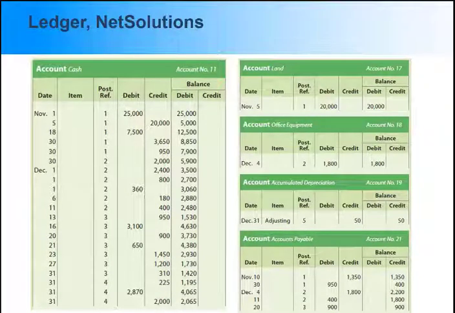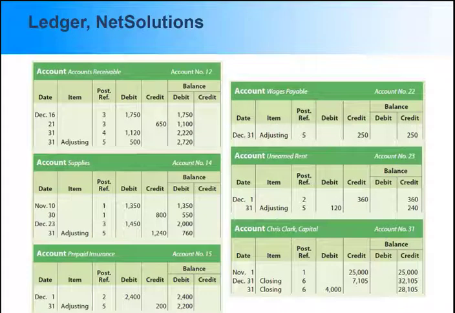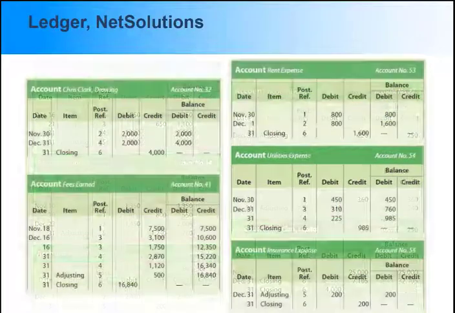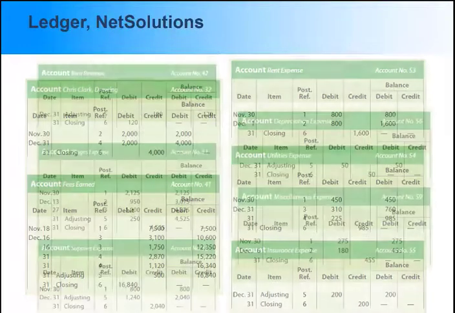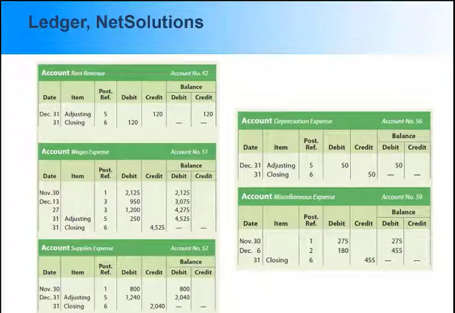Here is the ledger activity for NetSolutions cash, land, office equipment, accumulated depreciation accounts, and accounts payable. NetSolutions ledger activity is continued here in the accounts receivable, supplies, prepaid insurance, wages payable, unearned rent, and Chris Clark capital accounts. NetSolutions ledger activity continues with entries posted to Chris Clark drawing, fees earned, rent expense, utilities expense, and insurance expense. NetSolutions remaining ledger activity includes rent revenue, wages expense, supplies expense, depreciation expense, and miscellaneous expense.